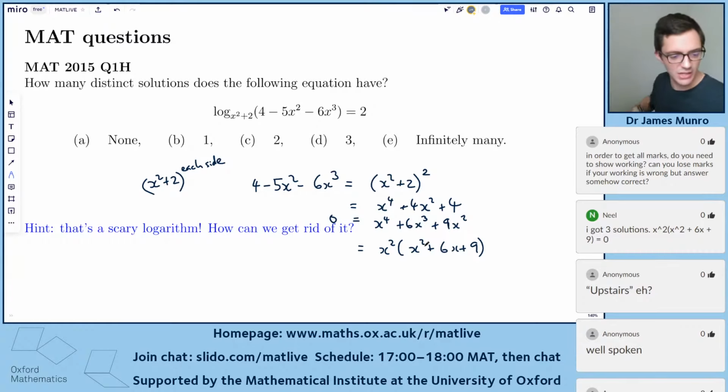Few questions in chat. Do you need to show all your working to get the marks? No, not for the multiple choice questions. For the multiple choice questions on MAT, you get all the marks if you get the right answer. You don't need to show your working out. You're encouraged to write your working out so that we can see what you were thinking during the question, but you don't get marks for the working out here.